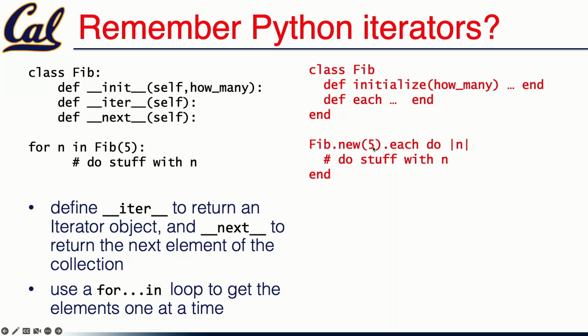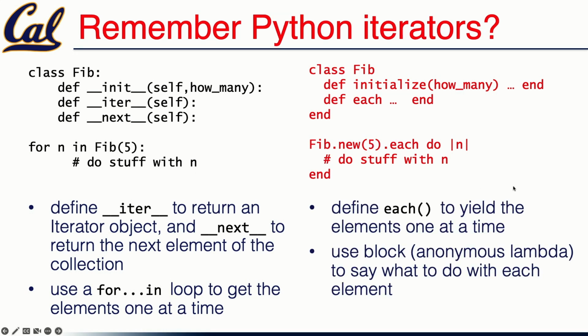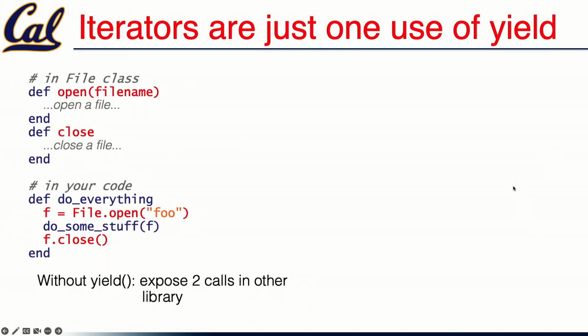Now the next question is, how does the each method actually provide those values back to the thing that's calling it? They do it with something called yield. So here's an example of yield in real life.